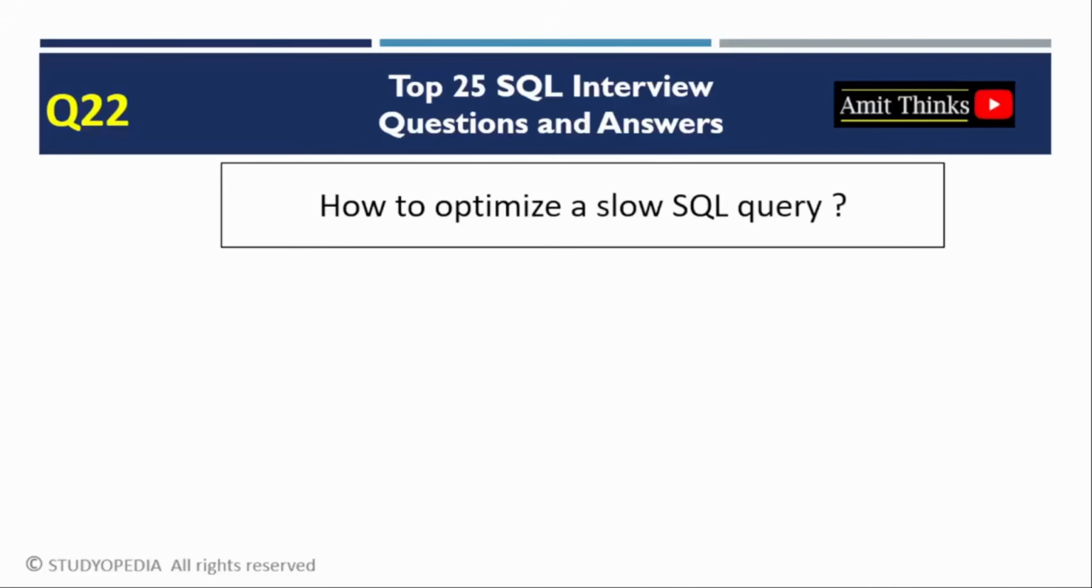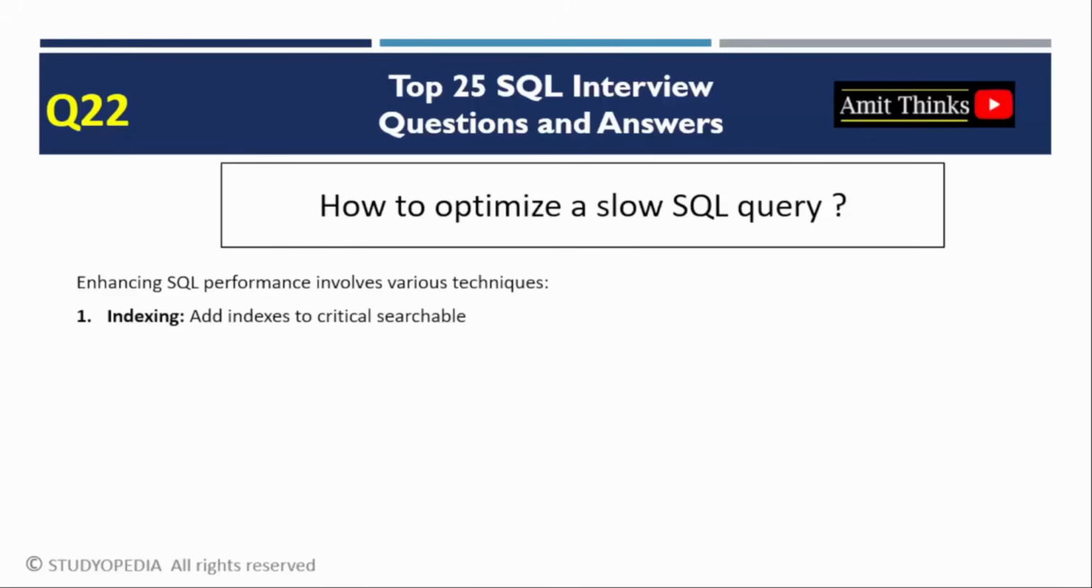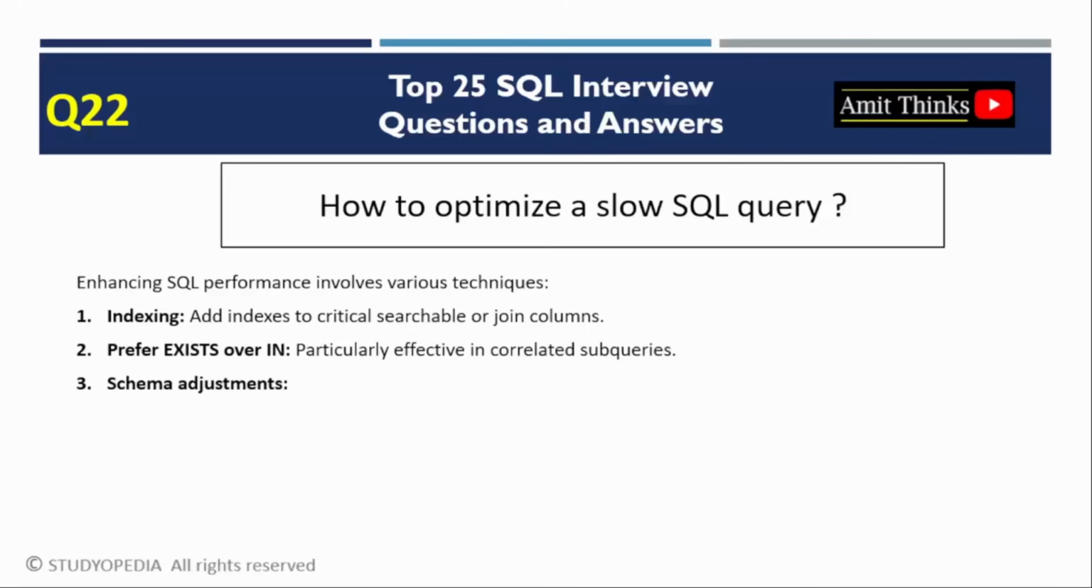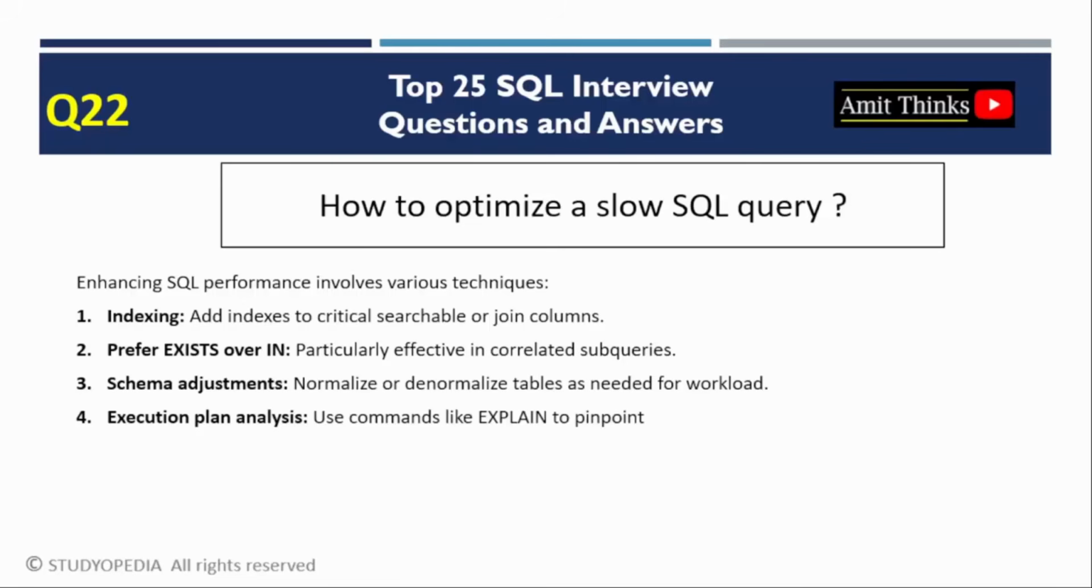How to optimize a slow SQL query? Optimization strategies include indexing, that is, add indexes on filtered or joined columns. Second is use exists over in for correlated subqueries. Normalize or denormalize, balance read versus write needs. Analyze execution plans, that is, use explain to identify bottlenecks.